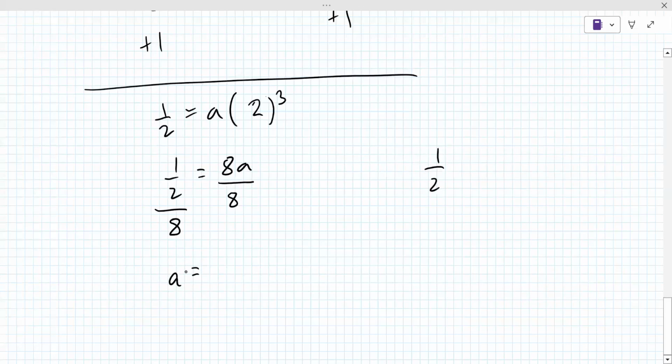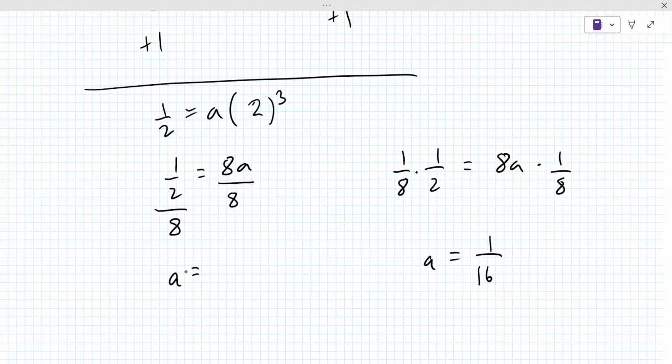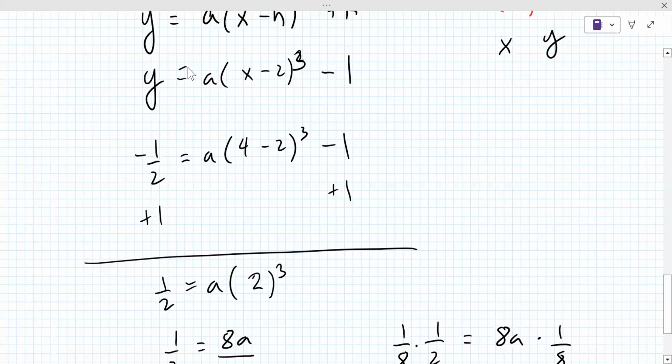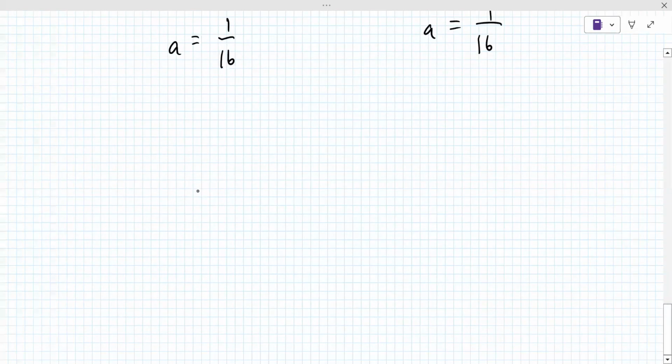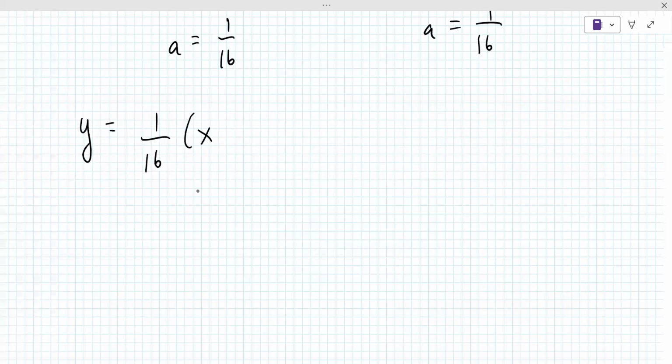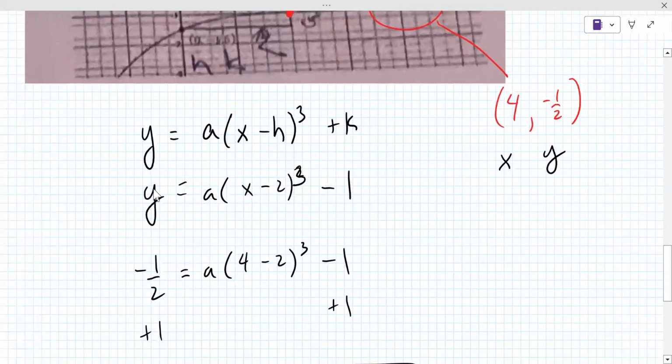If you don't like that, here's another way to do it. 1 over 8, 1 over 8. 1/16. Okay, yeah, a would be 1/16. I like that way a little bit more. A equals 1/16. So then would I insert that back in the original? Yes, right back in here. It's not the line with the numbers. It's the one with just y, a, and x. It's right here. Oh, my bad.